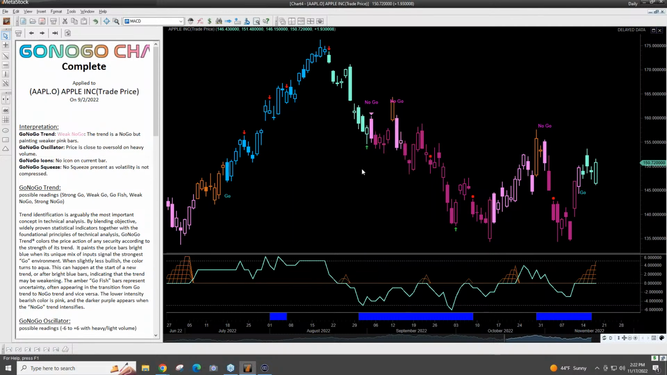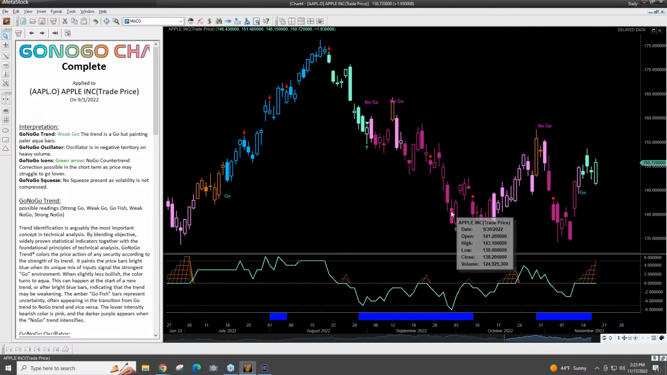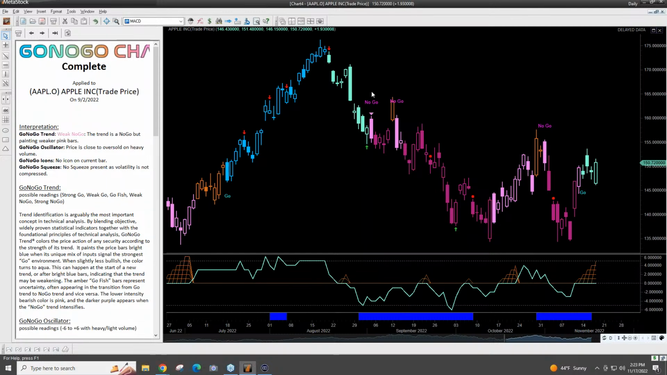And then again, I have another counter trend indicator right here, but also you have a green arrow, which again is identifying a counter trend. But here's the no-go portion of it, where if you click on that one above, it'll go in there and tell you that the trend is weak.